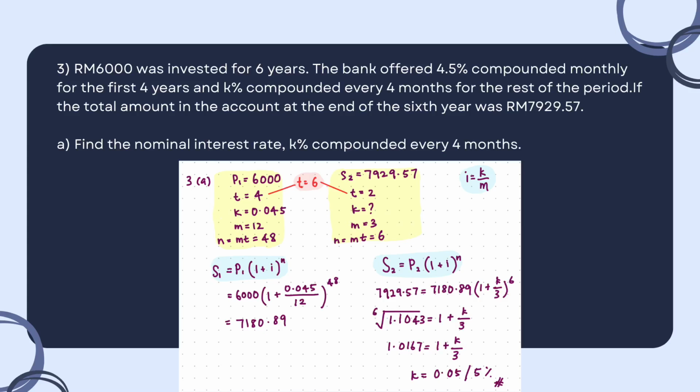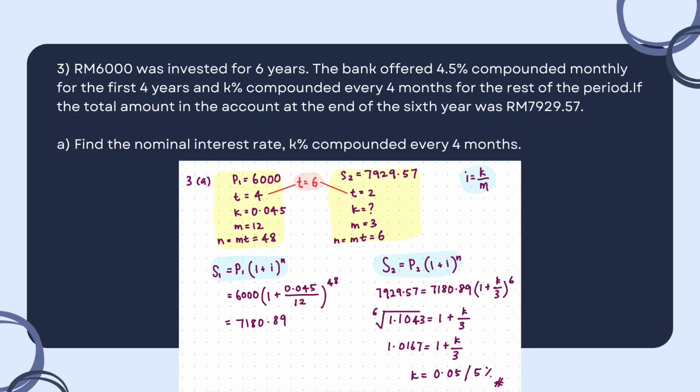So that is our first S, and we need to make it as a new principal to find our K. We just have to use the same formula but with a different number. To solve this equation, 7,929 ringgit 57 cents is our S2, which equals 7,118 ringgit 89 cents multiplied by 1 plus K divided by 3, with the power of 6.